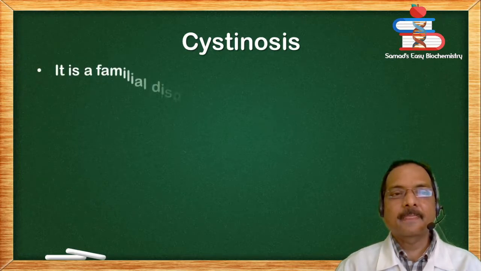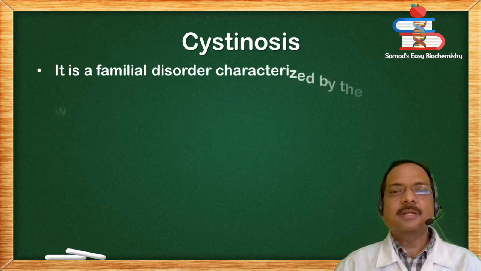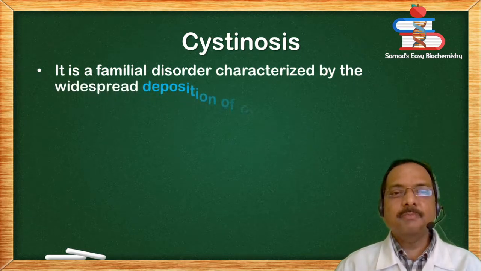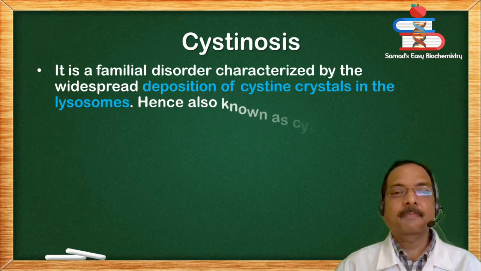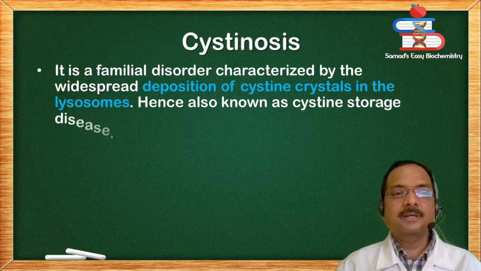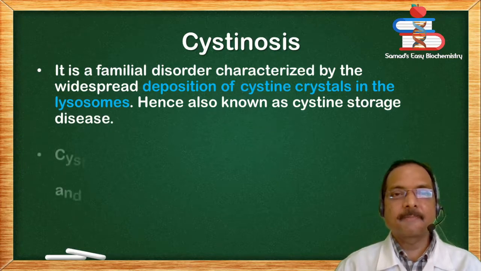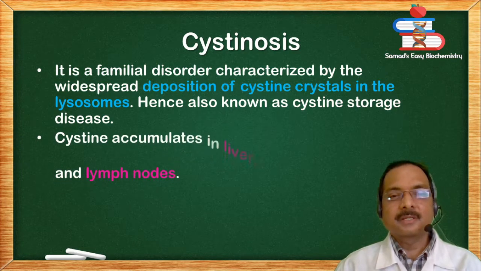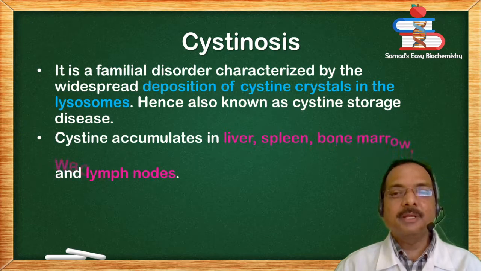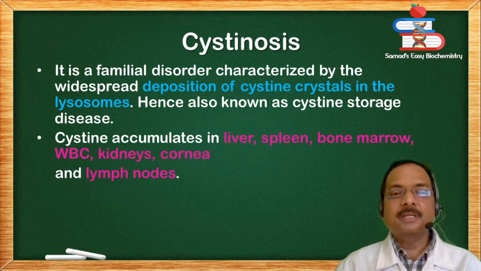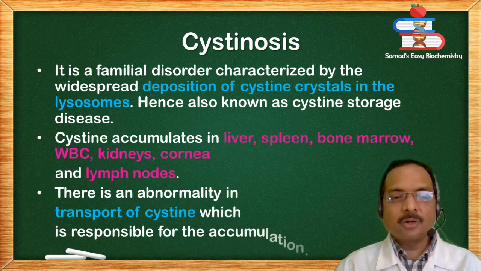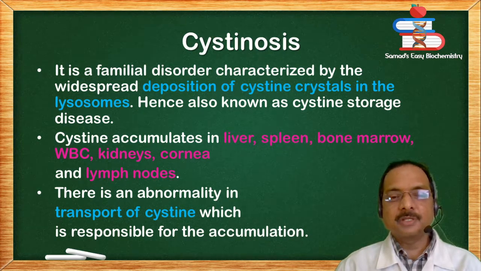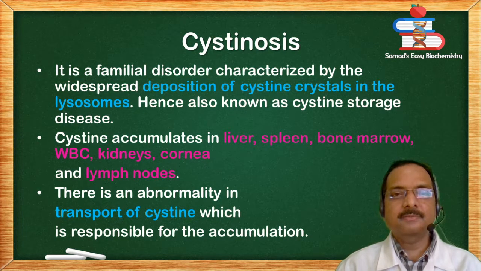Cystinosis. It is a familial disorder characterized by the widespread deposition of cystine crystals in the lysosomes, hence also known as cystine storage disease. Cystine accumulates in liver, spleen, bone marrow, WBC, kidneys, cornea, and lymph nodes. There is an abnormality in transport of cystine which is responsible for the accumulation.